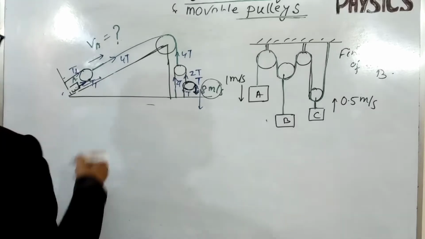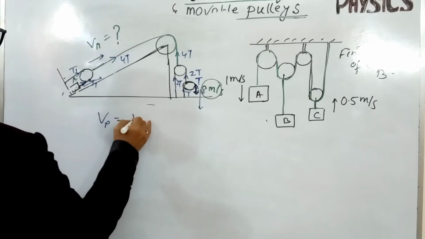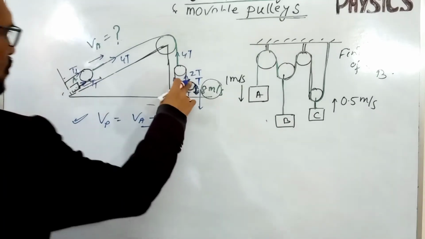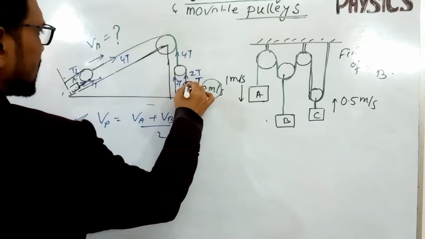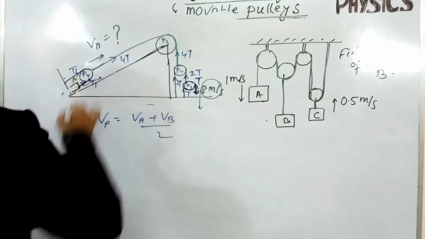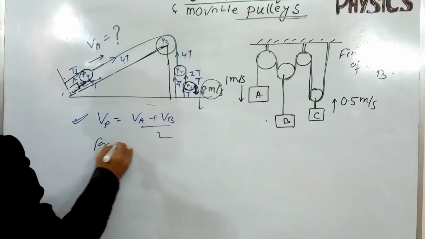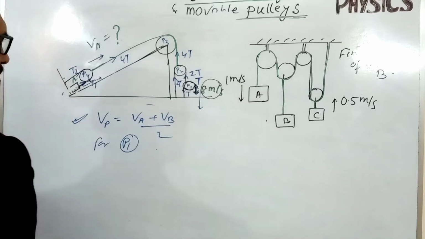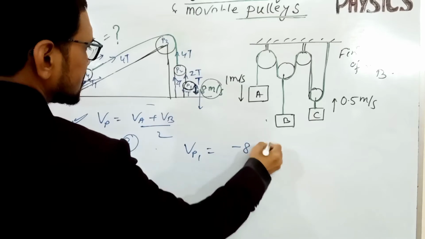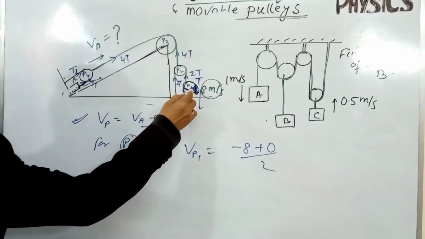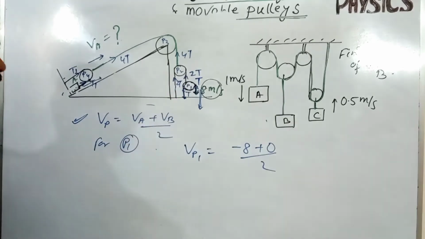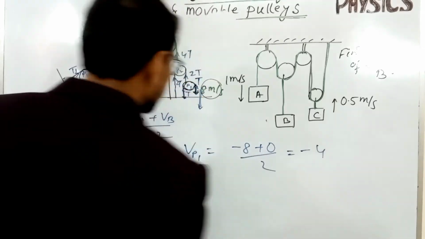Second method, if we apply Vp equal to Va plus Vb by 2. Suppose this is pulley 1, T1, this is pulley 2, pulley 3 and pulley 4. For pulley 1, what is the velocity Vp1? Vp1 equal to minus 8 plus 0 by 2, because this string moved downward and this string is fixed, so velocity of this point is 0. Now this is equal to minus 4.